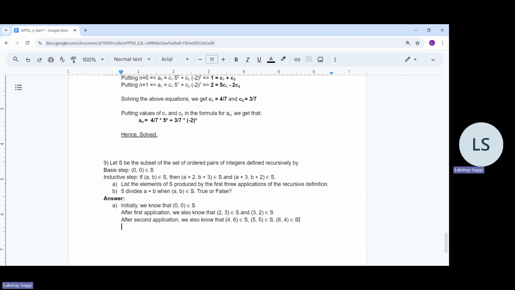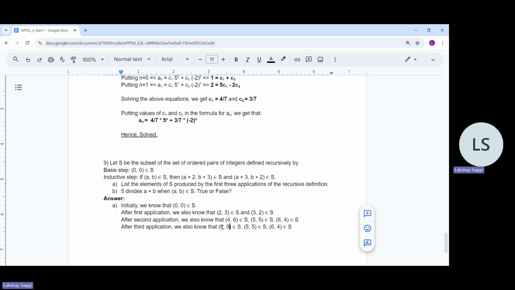And now we move to the third application. In the second application, we came to know that these elements are also part of S, and now we'll try to find other elements of S. So first of all, we know (4, 6) belongs to S. So if (4, 6) belongs to S, then A equals 4 and B equals 6. Then (A + 2, B + 3) will be just (6, 9).